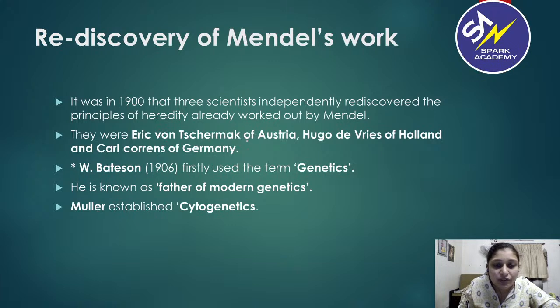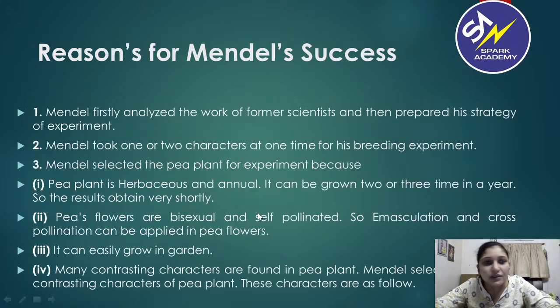They were Erich von Tschermak of Austria, Hugo de Vries, and Carl Correns. W. Bateson first used the term genetics. He is known as the father of modern genetics, and Muller established cytogenetics. This is all about the history of genetics.